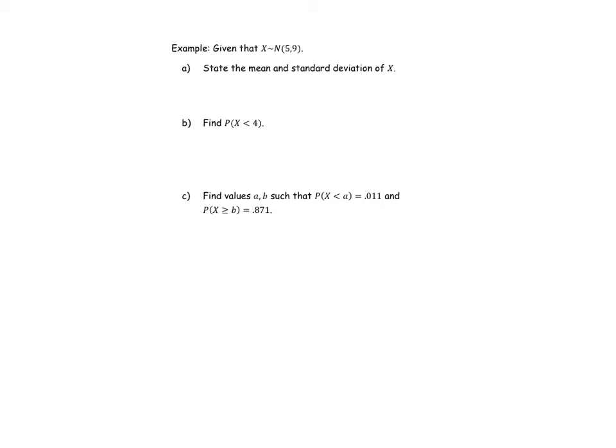Alrighty, let's go. Given that X is normal with a mean of 5 and a variance of 9, so I know mu equals 5, variance equals 9, so standard deviation equals 3. State the mean and standard deviation. Done. Mean 5, standard deviation 3. Find the probability that x is less than 4. So I would do a normal CDF.